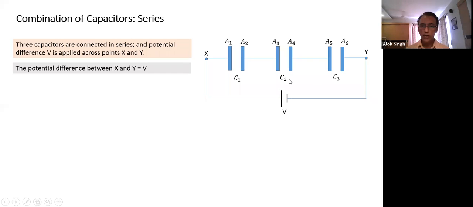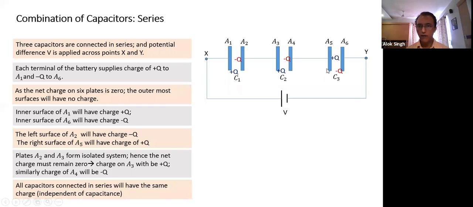Another important point: why were the charges equal and opposite on these two plates? Because they were isolated. What does isolated mean? These two plates are connected only to each other. There is no third connection, no connection to some other conductor. Then only these two plates are isolated and have equal and opposite charge. That is an important condition for series connection.